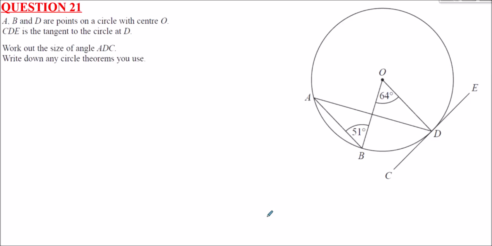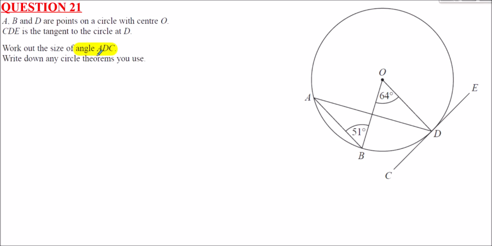Question 21, we have a circle theorem question. So let's just pick this apart step by step. A, B and D are points on a circle with centre O. So A, B and D are on the circumference. CDE is a tangent to the circle at D. We need to work out the size of angle ADC. And we need to write down any circle theorems we use.